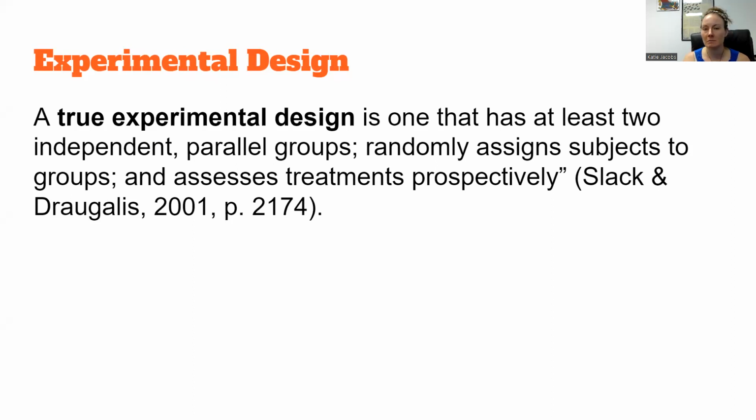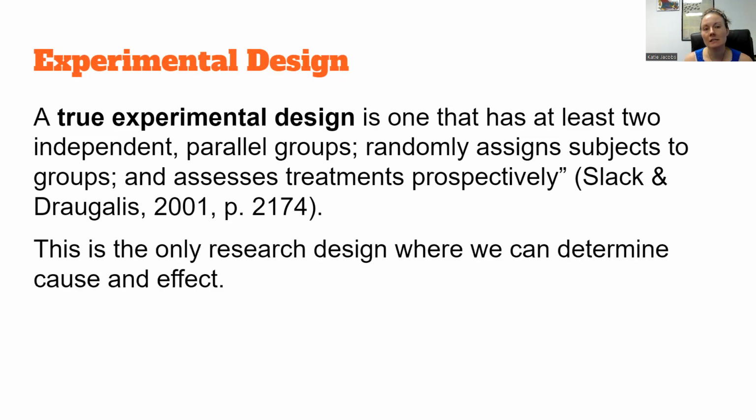What this basically means is that you have at least two groups and you randomly assign your participants, which means you don't get to choose which group your participant goes into. You use a random number generator to randomly assign which group your participant goes to. So if you're using a treatment group and a control group, you'll randomly assign them to each, and then you'll compare the effectiveness of those treatments on whatever dependent variable you're examining. This is the only design in which we can determine cause and effect.